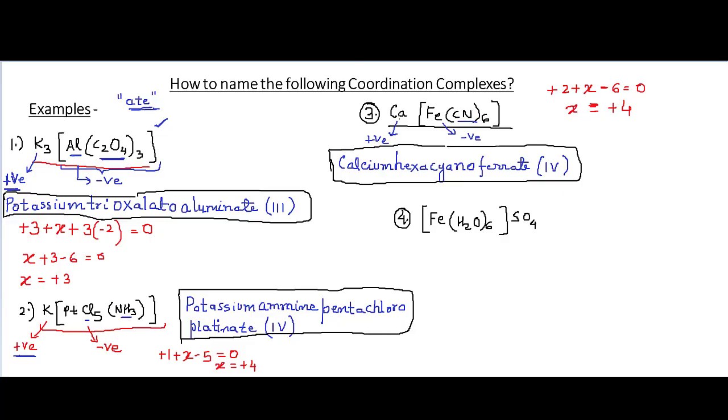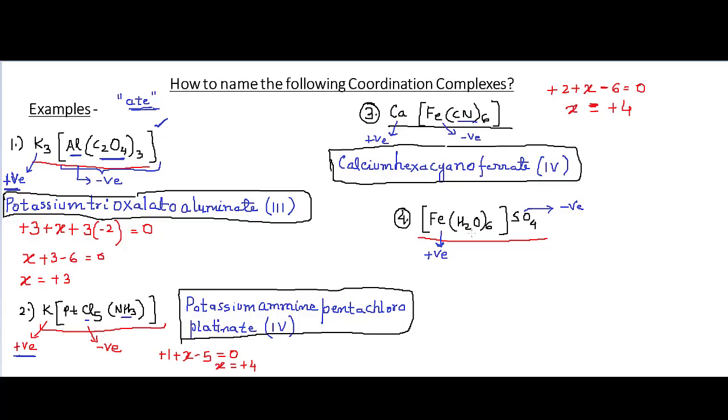Okay, so this is our next example, the fourth one, [Fe(H2O)6]SO4. Now let us identify which one is the positive and the negative. Sulfate is the negative part, and then this first coordination sphere within the brackets is the positive part, because sulfate is the negative part. So like that we can identify. Since here the positive part is within the square brackets, the coordination sphere, we will name the square brackets first.